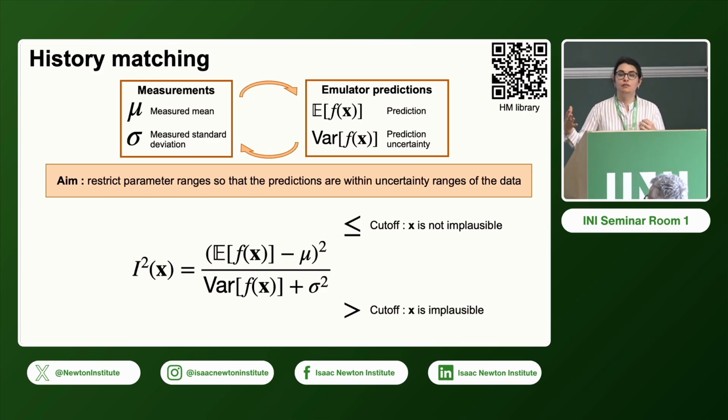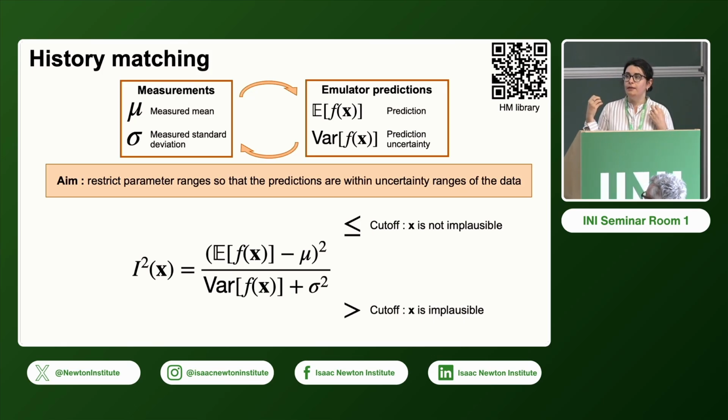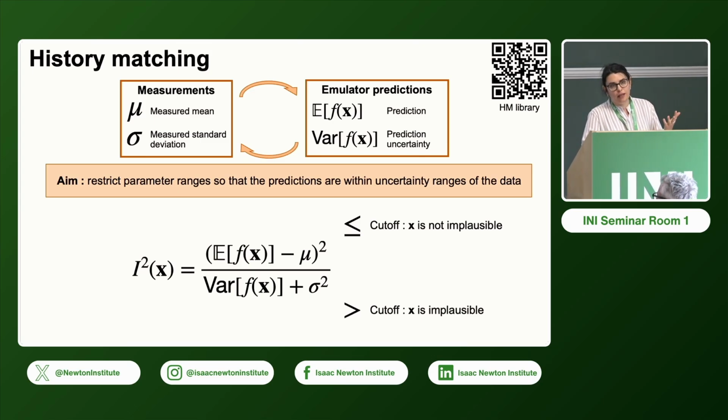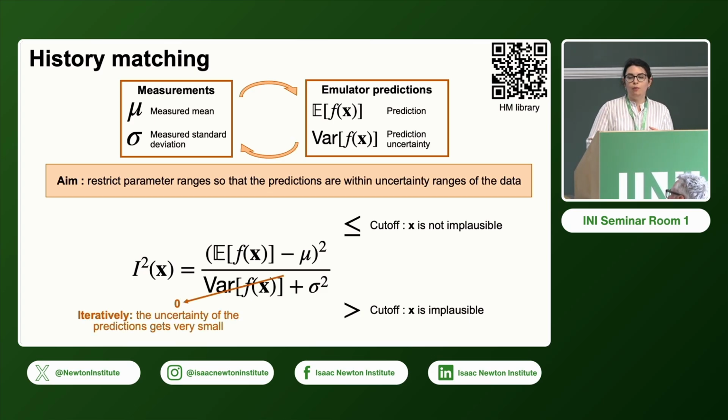Not implausible means that at this iteration, the prediction is close enough to the target value, while implausible means that it's not. And history matching done with the emulators is an iterative procedure where we refine the emulators at each step so that the uncertainty on the emulator goes to 0, or at least it's a lot smaller compared to the uncertainty on the data, so that when we define the cutoff on the implausibility measure, we can say we are a cutoff number of standard deviations away from the target value.